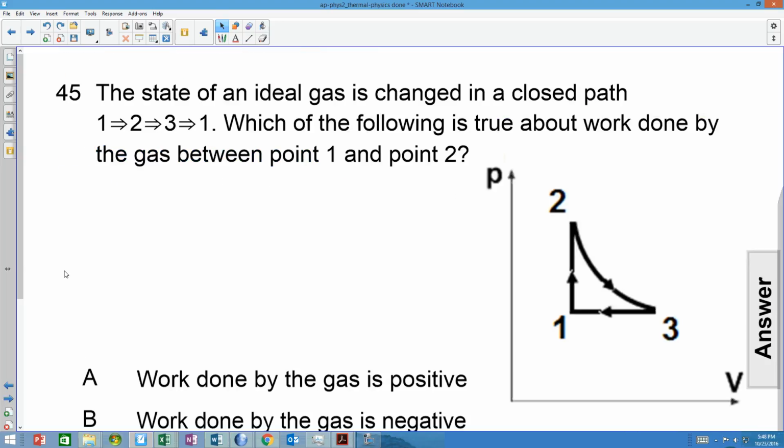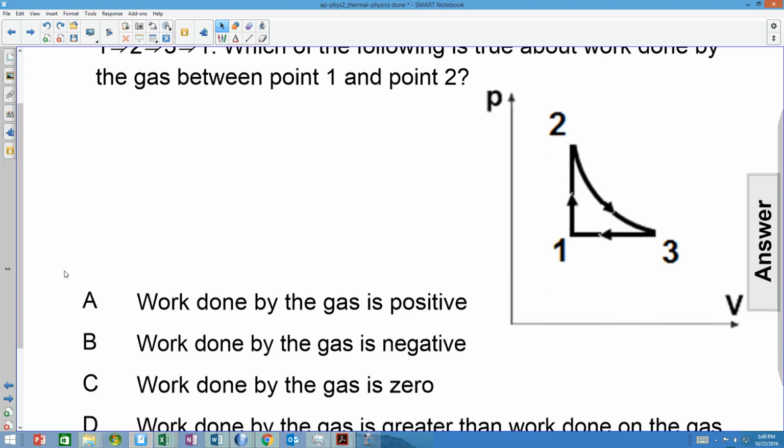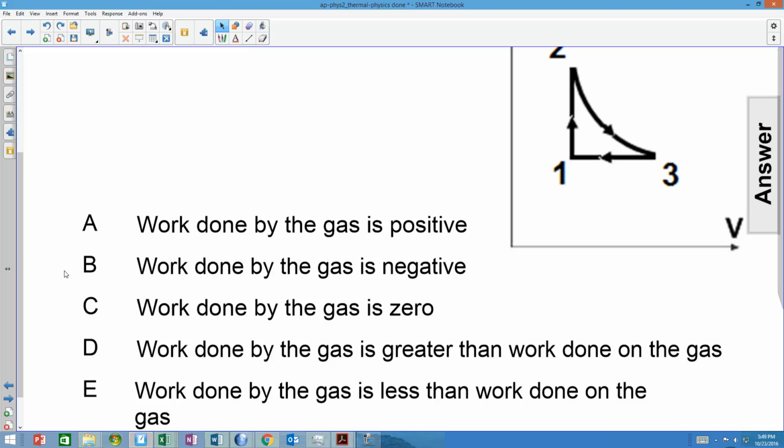So let's go ahead and practice. The state of an ideal gas is changed in a closed path from point 1 to point 2 to point 3 to point 1 again. Which of the following is true about the work done by the gas between point 1 and point 2? A, the work done by the gas is positive. B, the work done by the gas is negative. C, the work done by the gas is 0. D, the work done by the gas is greater than the work done on the gas. E, the work done by the gas is less than the work done on the gas. Go ahead and select your answer now.